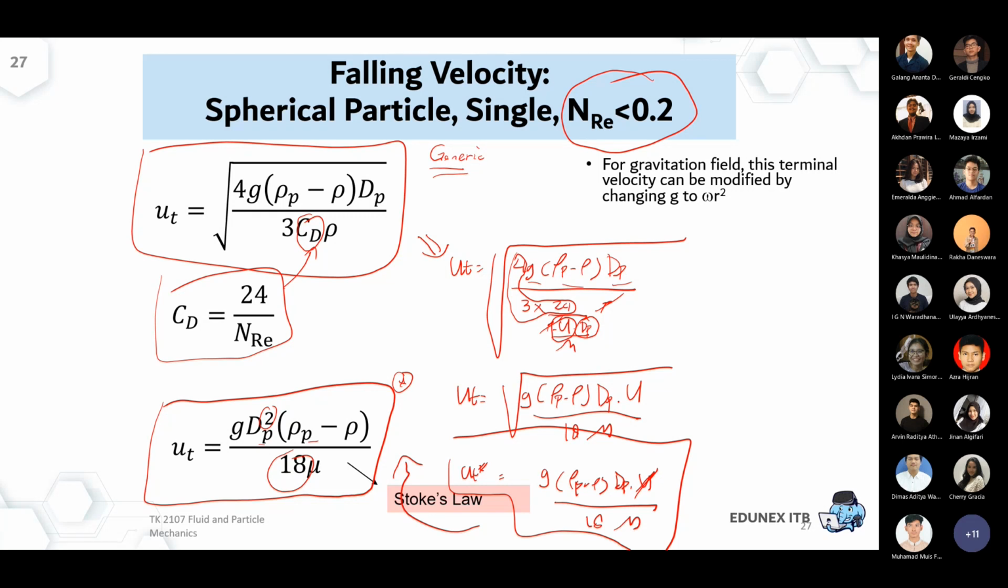But if that's too much trouble for you to remember all these different terminal velocity equations, then you can always start from this generic correlation. Then you will substitute the CD with 24 per Re and so on. So you have less to memorize, but you need, let's say, 1 or 2 minutes more to get the number of the CD.